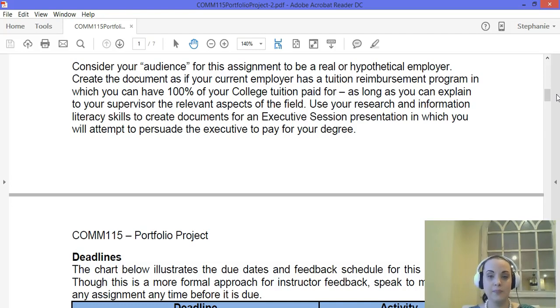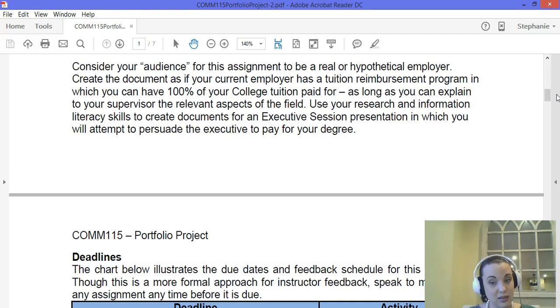In this paper, you're going to pretend that this employer, either real or pretend, has a tuition reimbursement program at their company, which basically will pay for 100% of your college tuition, which is phenomenal, by the way. If you ever find that, hang on to that employer. So you're going to pretend that either this real or this hypothetical employer has a tuition reimbursement program with their company, which they will pay 100% of your college tuition.